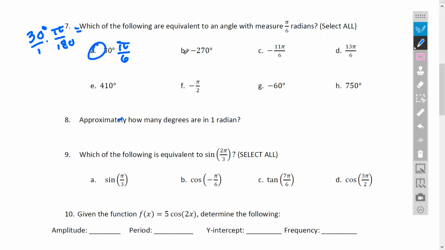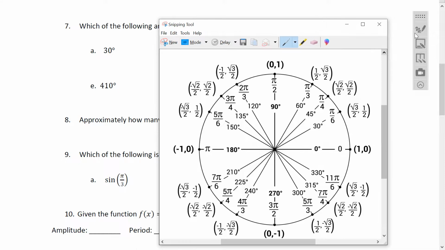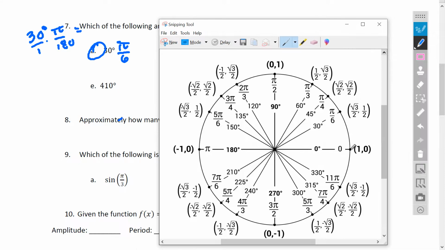Now let's take a look at negative 270. So negative 270, negative 90, negative 180, negative 270. Negative 270 is a pi over 2 angle. So that is not correct.